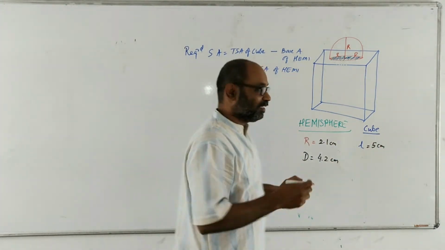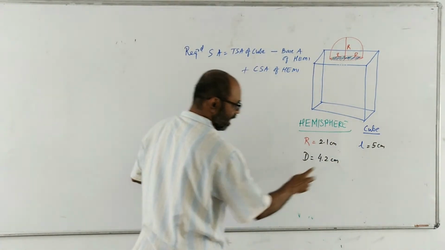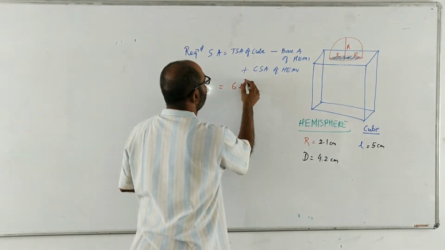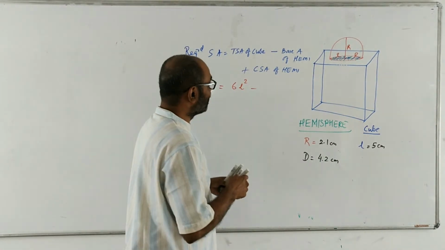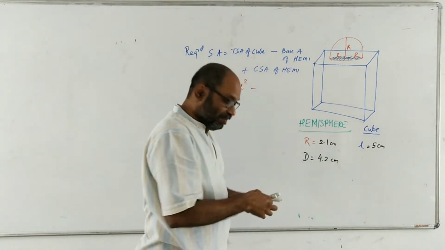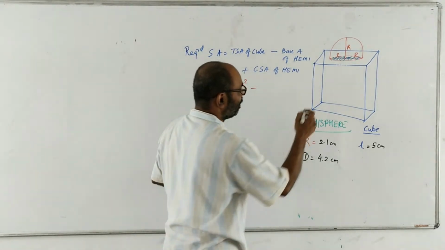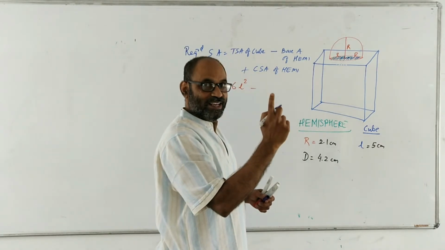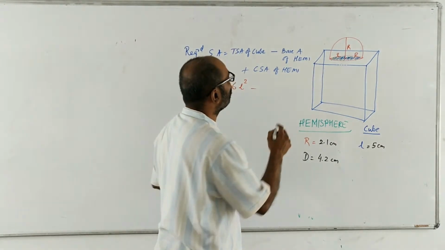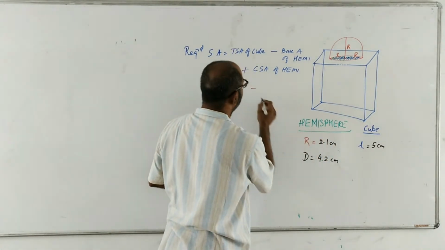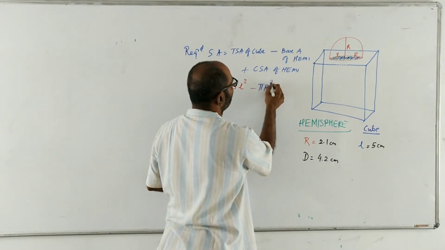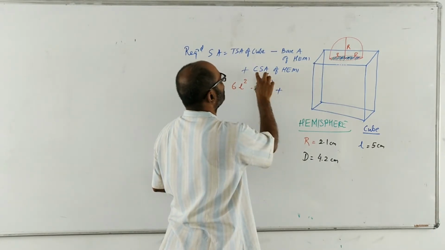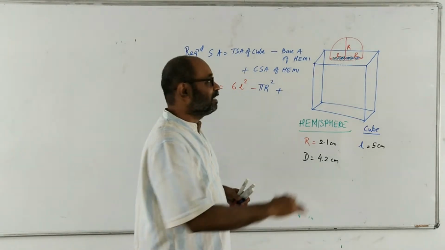So area of 6 faces will be 6L square, small letter L square, minus the base area of hemisphere. The base of hemisphere is circular. The formula to find area of circle is pi r square. लेकिन ये hemisphere की बात है, so capital R, pi r square. All right. Plus the curved surface area of hemisphere.